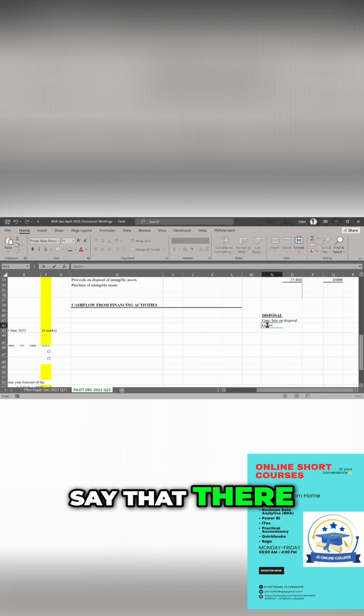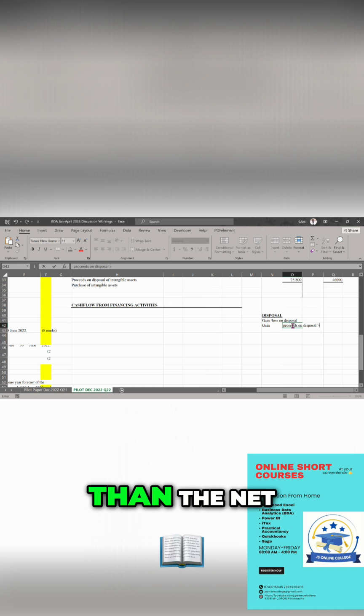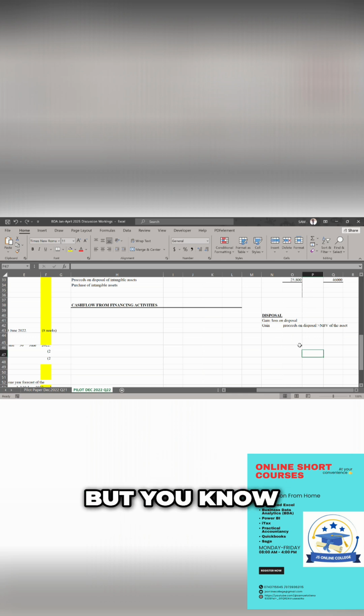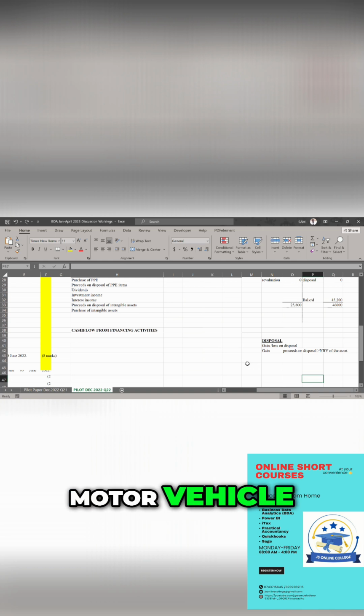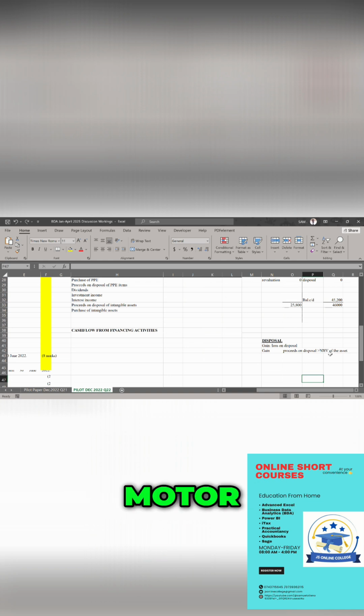Now, for you to say that there is a gain, it means that the proceeds on disposal are greater than the net book value of the asset. I'm using the word "the asset", but you know we are talking about PPE. The asset there means maybe you can be told about a specific item like building, machinery, motor vehicle, or anything. That's why we are not specifying, we are not saying PPE. But of the asset that is given there, because at this point they will give you the name. If it's a motor vehicle, they will narrow down and tell you they disposed of a motor vehicle or they sold a motor vehicle at this amount.